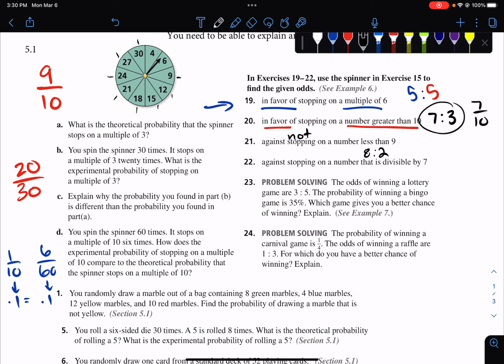Against stopping on a number that is divisible by 7. So dividing by 7, there's 21. And I think that's the only one.